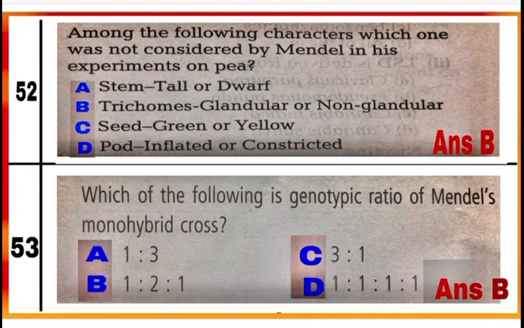Question 53. Which of the following is genotypic ratio of Mendel's monohybrid cross? Option B. Genotypic ratio of monohybrid cross is 1:2:1.